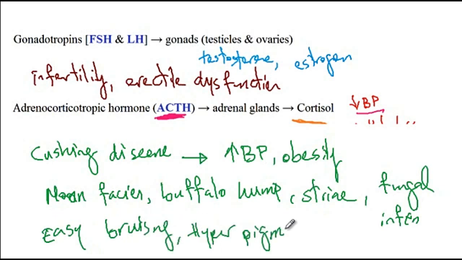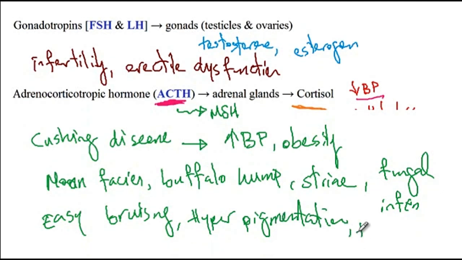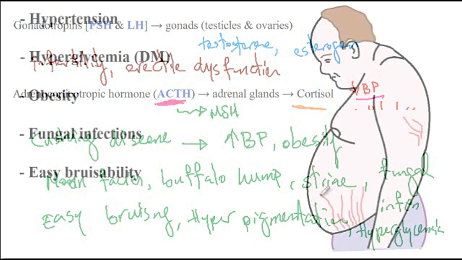hyperpigmentation. Again, for the same reason, since there is an elevated level of ACTH production, POMC, which gives rise to ACTH, is also producing the melanocyte stimulating hormone, and that is the underlying cause of hyperpigmentation with the excess production of ACTH. And then finally, these patients can also present with hyperglycemia caused by the excess cortisol production.